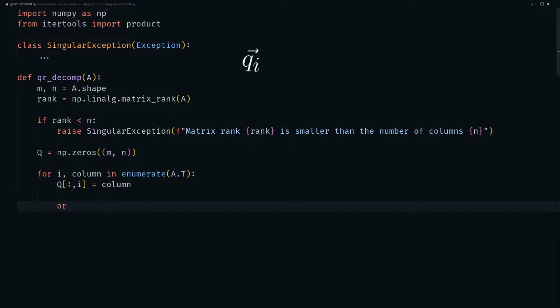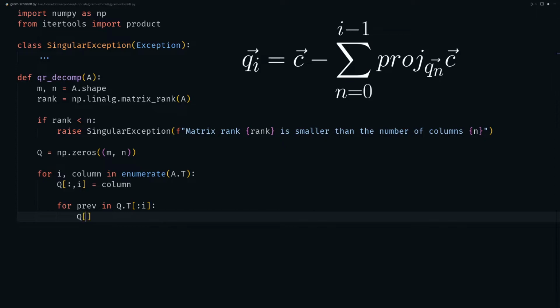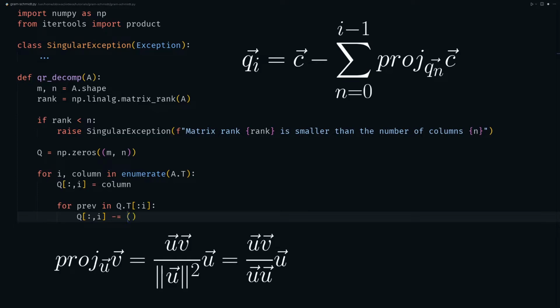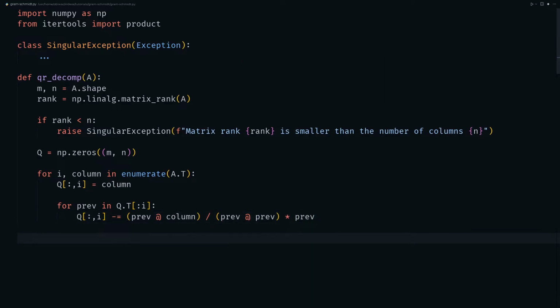Then it's just a case of putting that column in Q, which is a vector we'll need to make orthogonal. This is where the Gram-Schmidt process comes in, which tells us to make this vector orthogonal, we must subtract the projection of our vector onto each previous column vector from our vector. There isn't a built-in projection function in NumPy, but the formula is quite simple. Just take the dot product of the previous column and the current column, divide that by the previous column dotted with itself, and then multiply the previous column with that scalar. Once that's all done, we've got ourselves an orthogonal matrix.